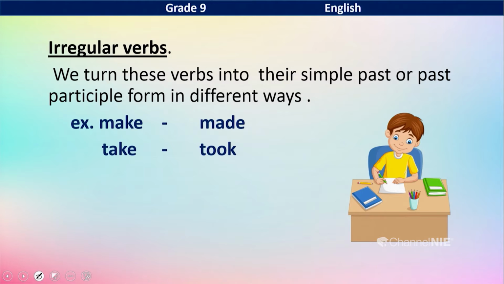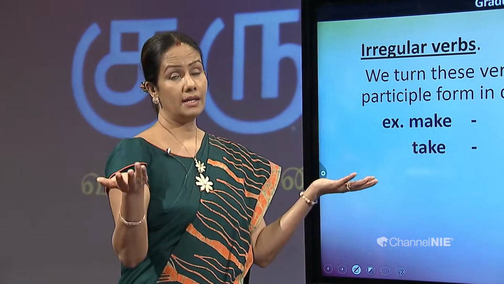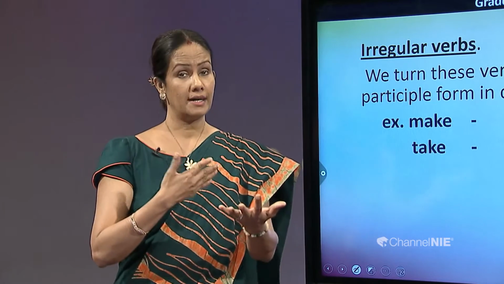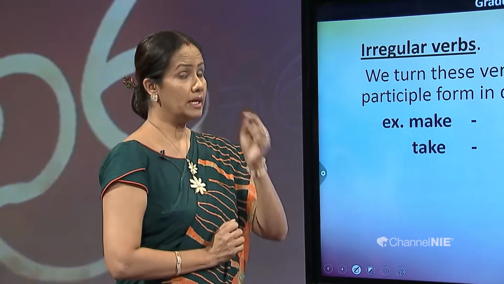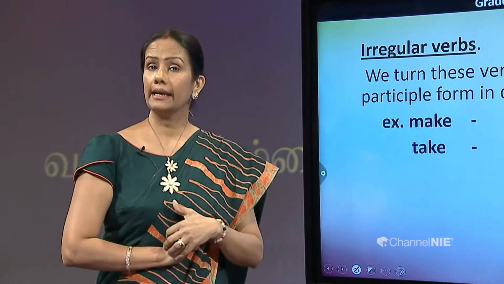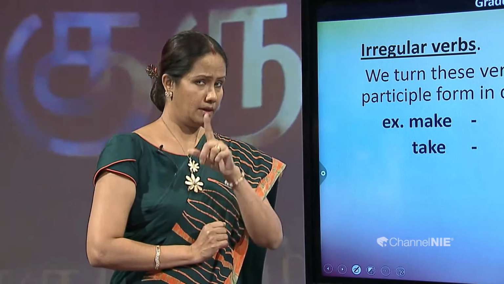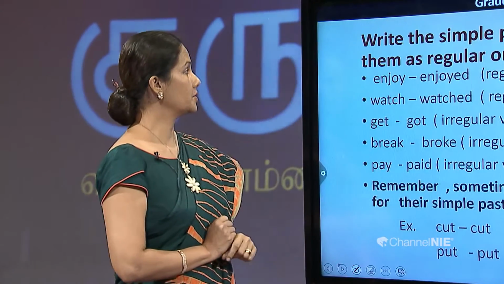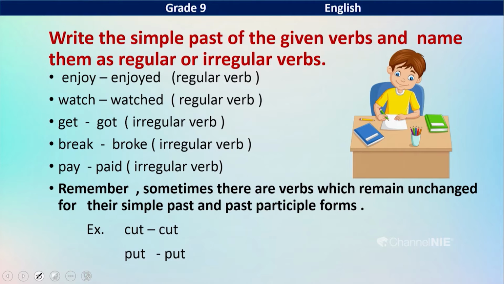Shall we say some other verbs? Come, came, go, went, sing, sang, see, saw. So all these verbs, when they turn into past tense, they take a different form. And also the past participle. Yes, past participle. So we call them irregular verbs. And there is something very important you should remember, but before that we will have a look and understand it more clearly. Write simple past of the given verbs and name them as regular or irregular verbs.